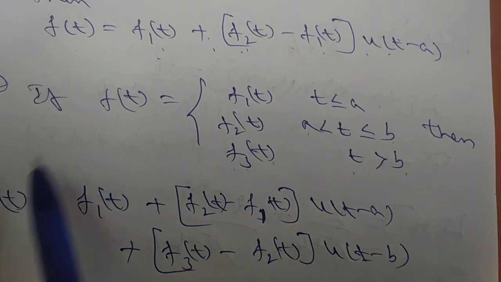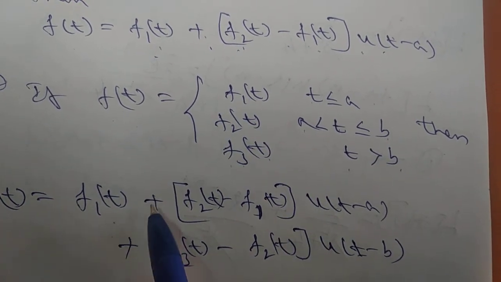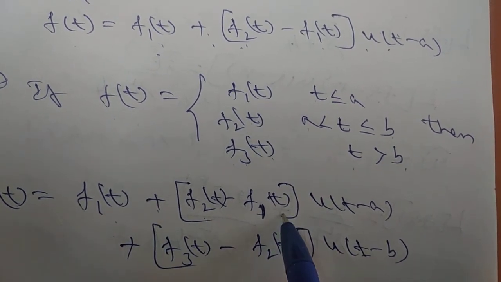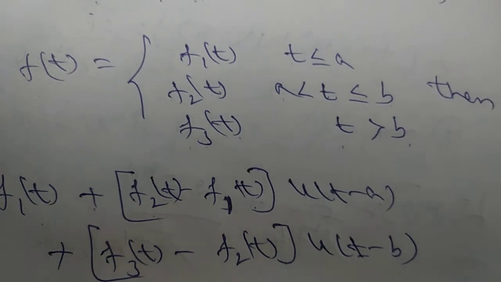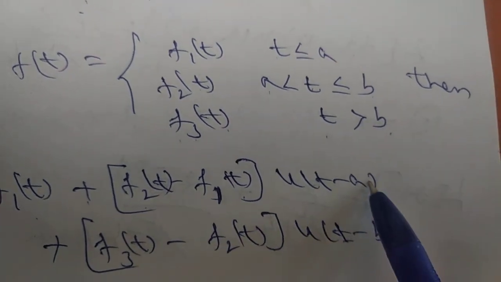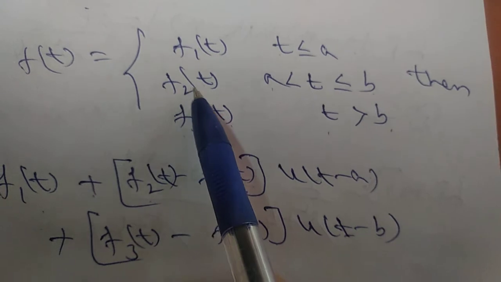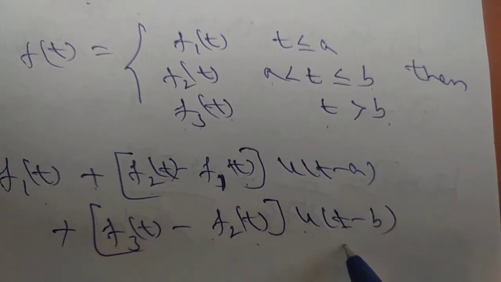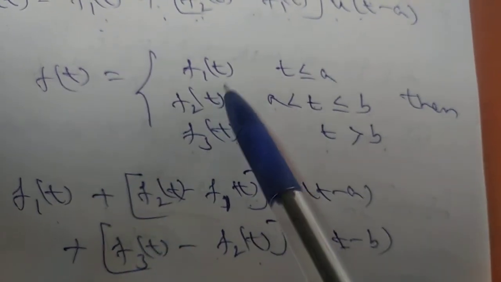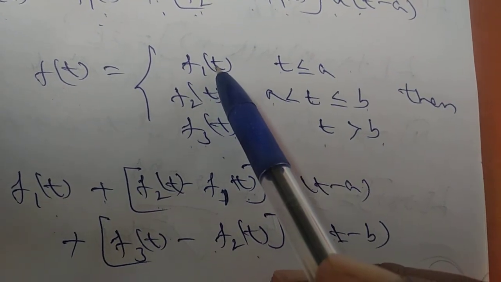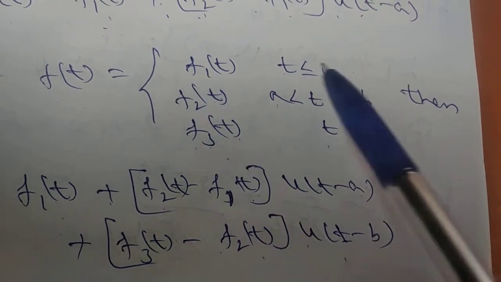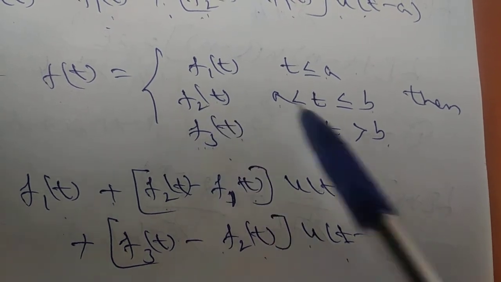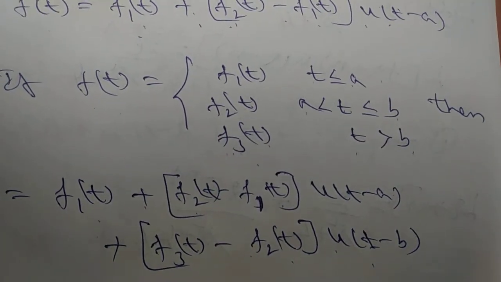Here also the same thing: f of t is equal to f1 of t plus second term minus first term, meaning f2 of t minus f1 of t into u of t minus a, plus last term minus second term. Last term is f3 of t minus f2 of t into u of t minus b. So this is the formula. Suppose three functions are given: first function plus second function minus first function into u of t minus a, plus last function minus second function into u of t minus b.